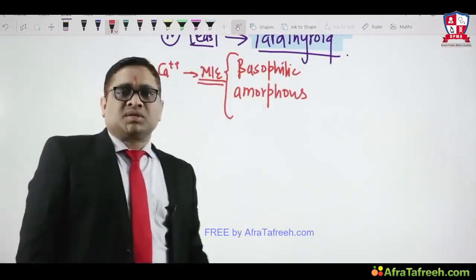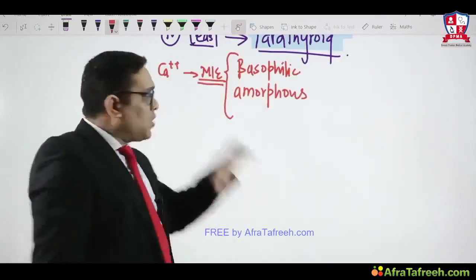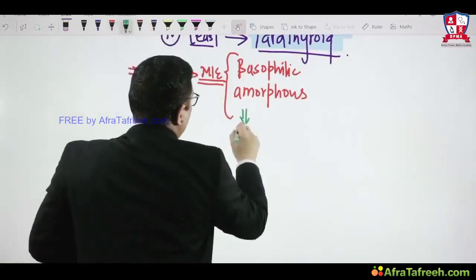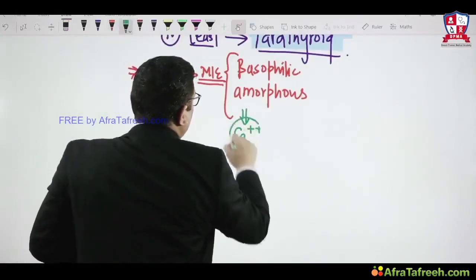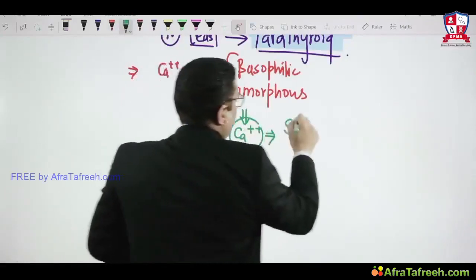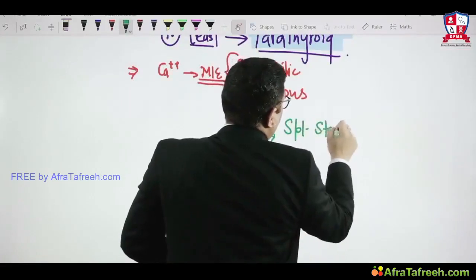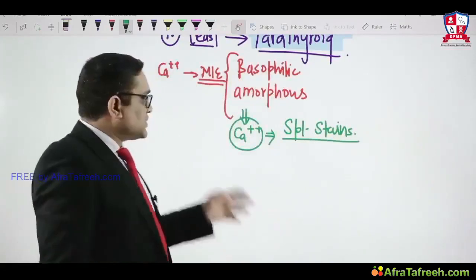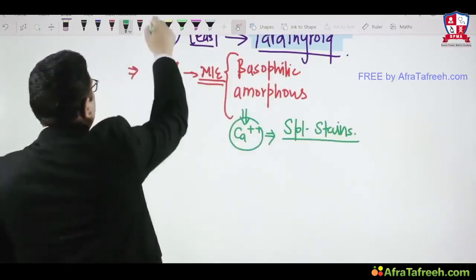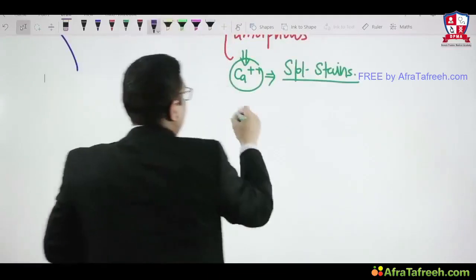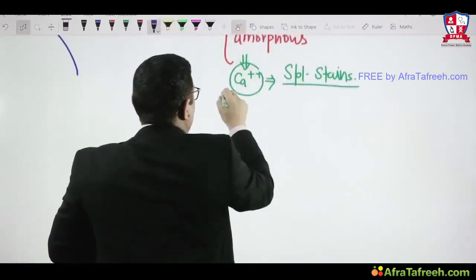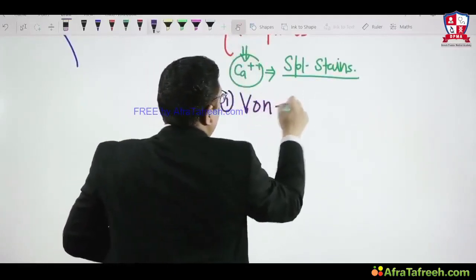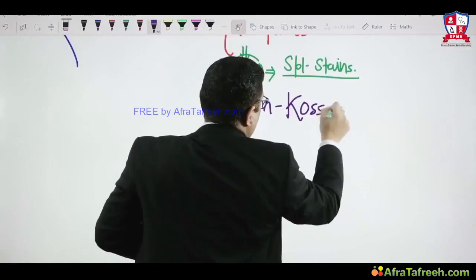There are numerous substances which are basophilic amorphous. So how are we going to confirm? To confirm this basophilic amorphous material as calcium, we require special stains. And what are those special stains? That was another important All India and AIIMS question. What are the special stains required to confirm the presence of calcium? The special stains for calcium are: number one, the most important, most commonly used, most common and best, is the von Kossa stain.